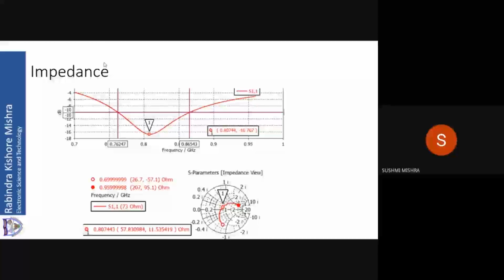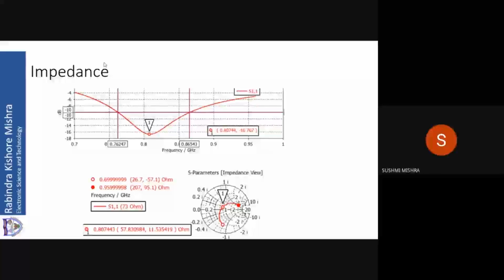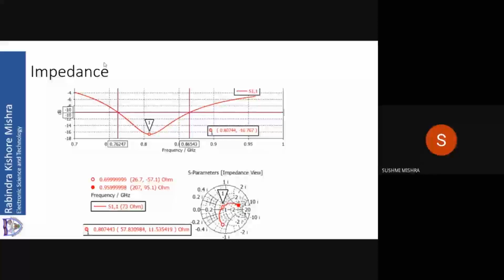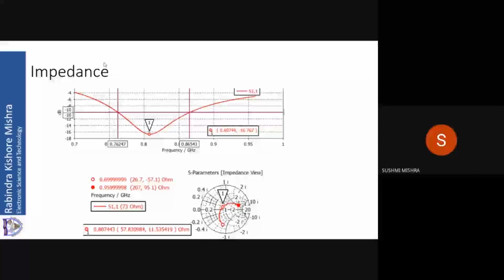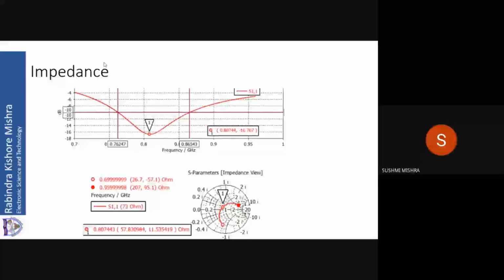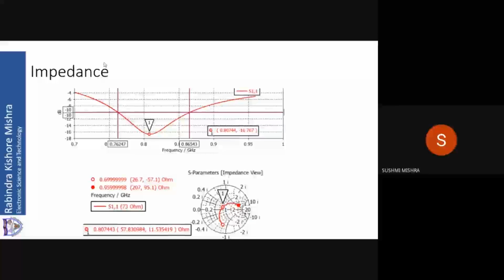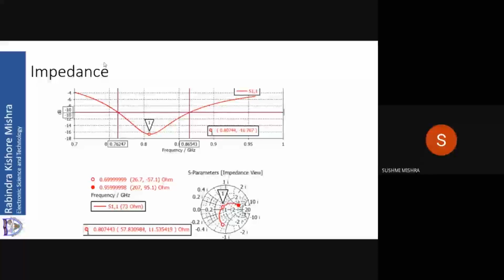Then I have got a reasonable bandwidth from 0.7 to 0.86. So it is a reasonable bandwidth if I am operating within this band. More than 0.3 is already there. So that band I am looking at. Like I have to design an antenna by shifting this upward. How to do that, that I am going to tell you now.